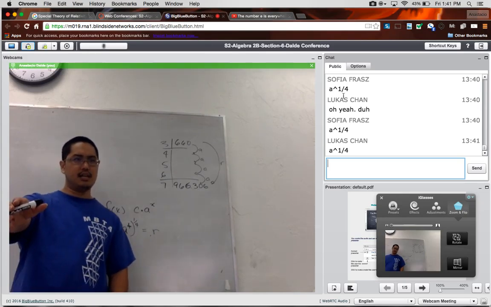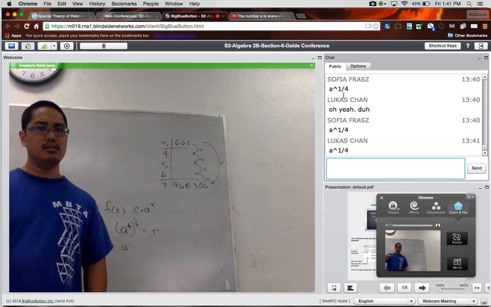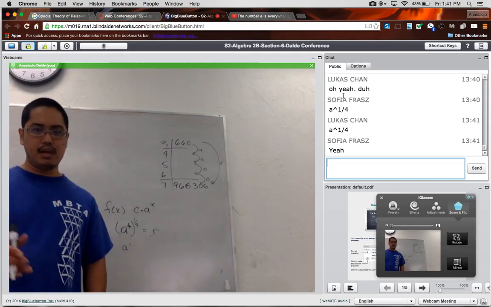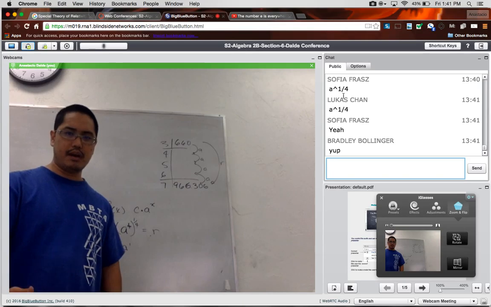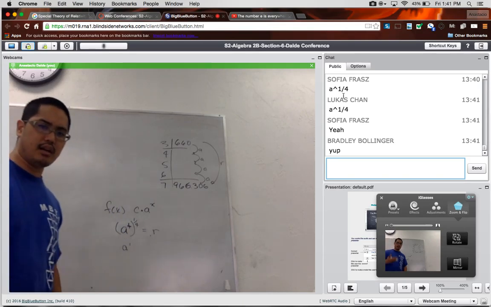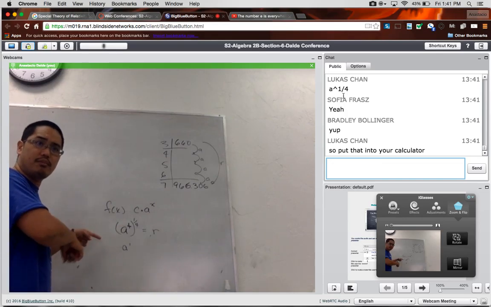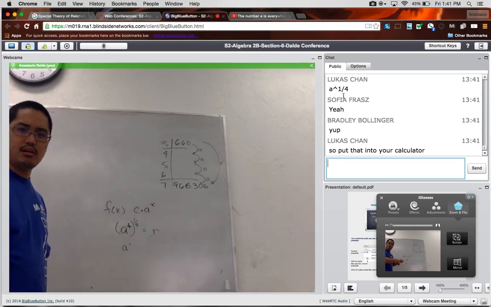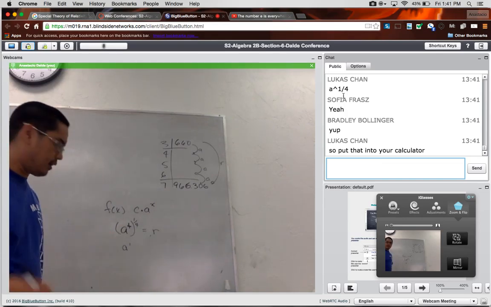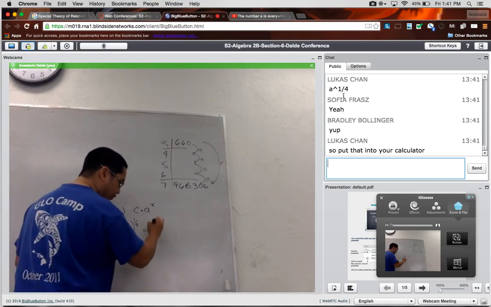Did you guys catch that? Do you understand what I'm saying here? You know how to make A to the 1/4 power on your calculator. You might not know how to do the 4th root, but it's the same thing. A 4th root means to the 1/4 power. But you have to do 1/4 of both sides.